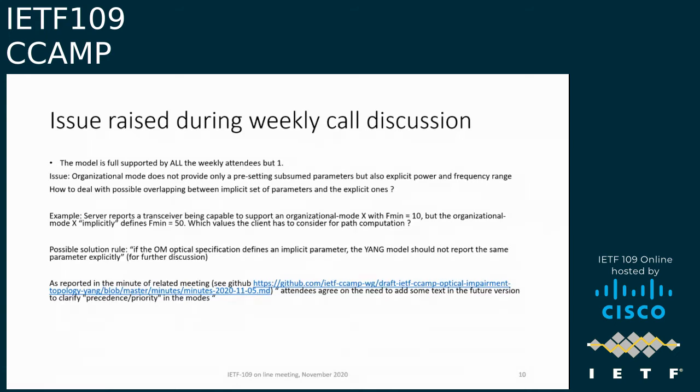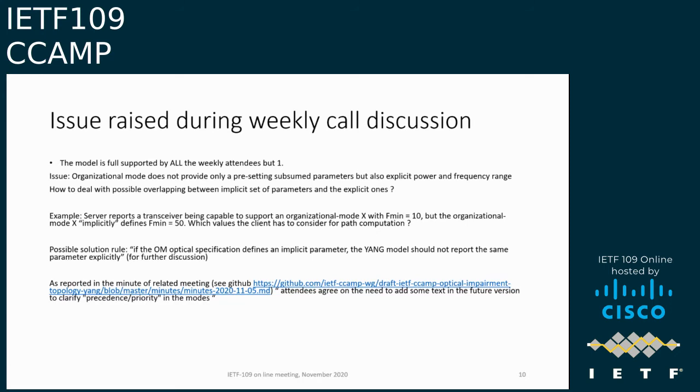Sergio, yes. Gert put together some slides. Oh, yes, let me make this, because this slide has been shared by one of the co-authors, and so this is the official one in which I summarize the issue. The issue that we have treated is related to the organizational mode. There is one use case that some people in the discussion consider a corner case, in which you have a preset of some sub-parameters, but you also have explicit power and frequency range, and you also have implicit parameters set up for power and frequency. So practically you have a double set.